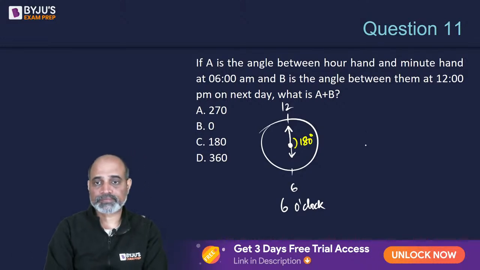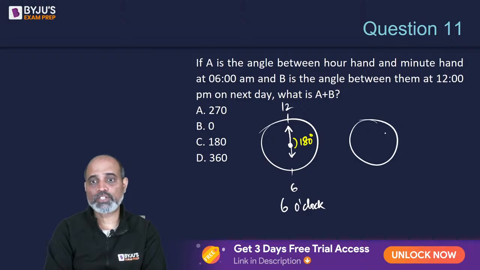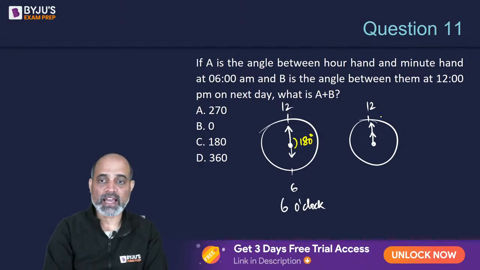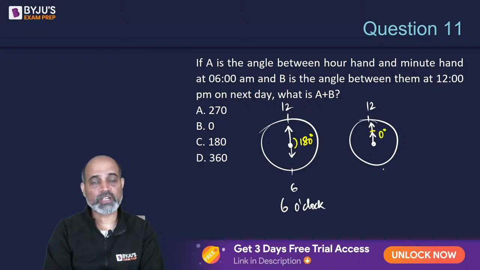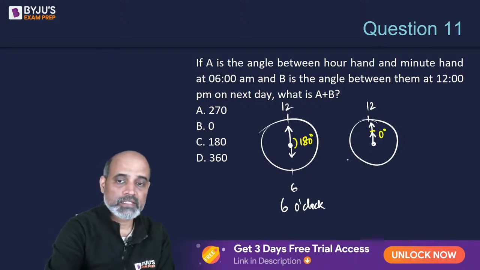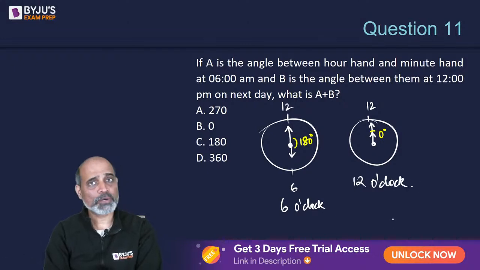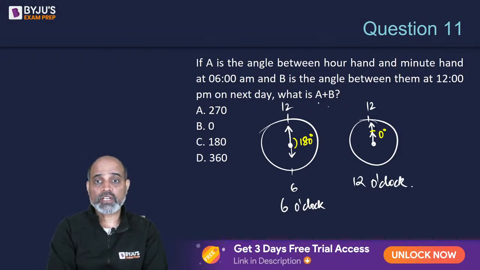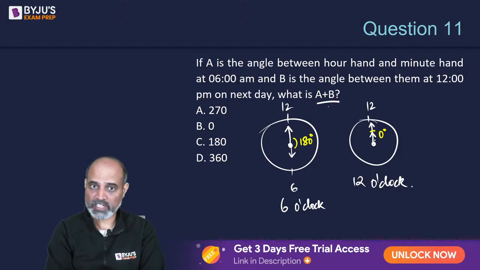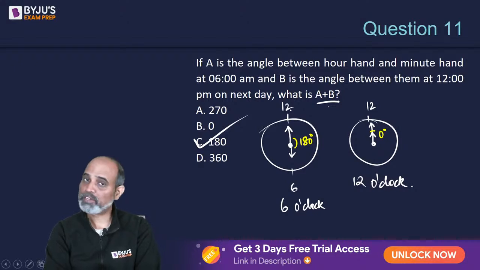Next is at 12. At 12, the hour hand is pointing towards 12 and the minute hand is also pointing towards 12. So the angle between them is going to be 0 degrees. This happens at 12 o'clock. It doesn't matter whether it is the same day or another day, AM or PM. So the question asked is, what is A plus B? 180 degrees is A, 0 degrees is B, so their sum will be 180.